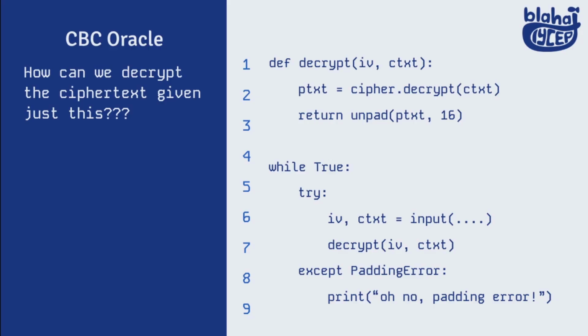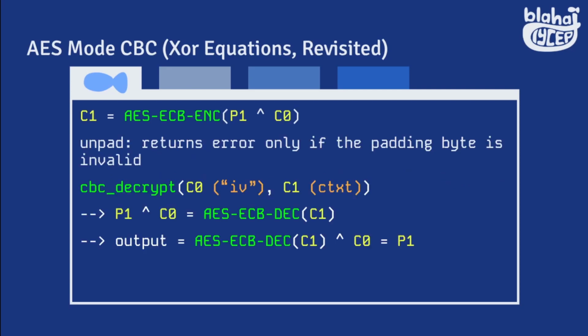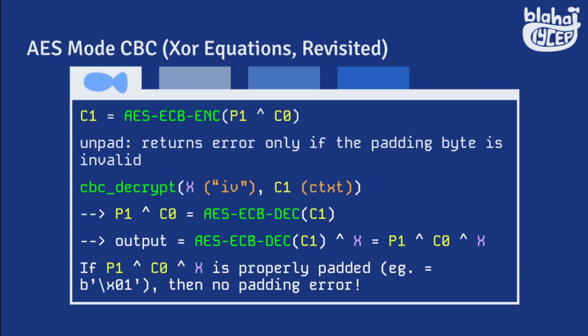This is why we are looking at when something gives no padding error, because when we know that there's no padding error, we know exactly what the byte is decrypted to, which we can then XOR back with X to recover P1. So if we go through X from 0 to 256, where X is the last byte in the IV, for example, then we find the correct X value where P1 XOR C0 XOR X ends with \x01, which is the correct padding.